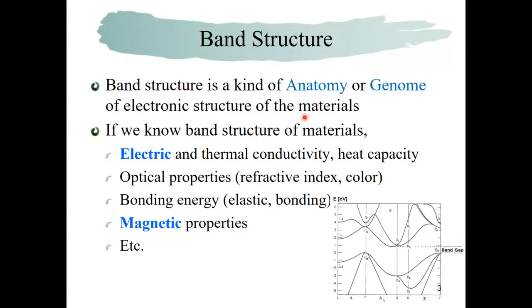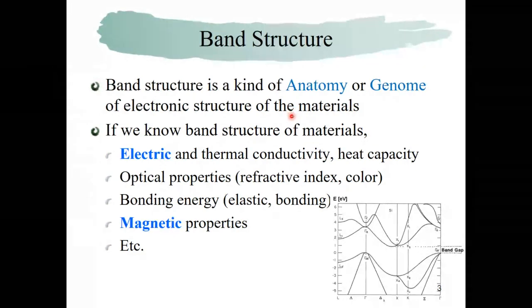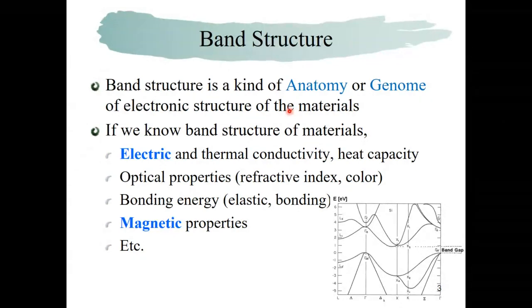I explained that if you have some materials, when you apply the electric field or magnetic field or electromagnetic wave, there is some response, and most of that response comes from the electrons inside the materials. So in order to understand the behavior of the electron, we need to understand the band structure. The motion or response of the electron in a solid is determined by the band structure.